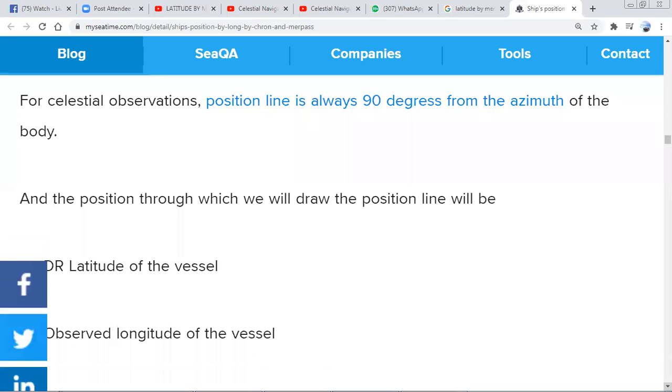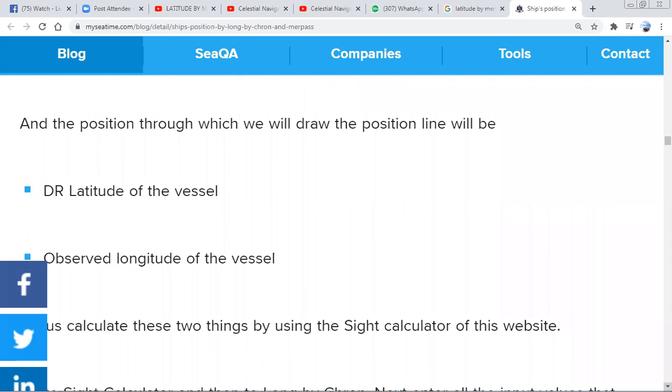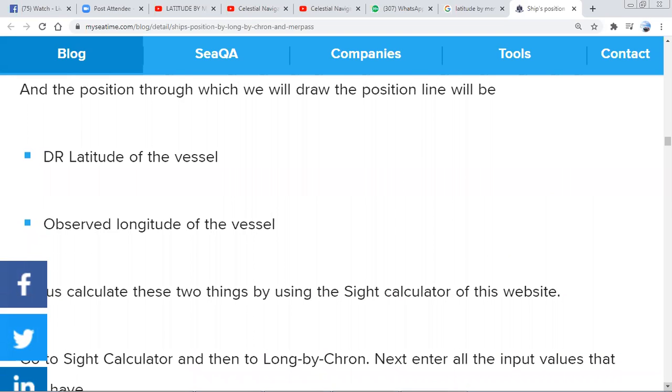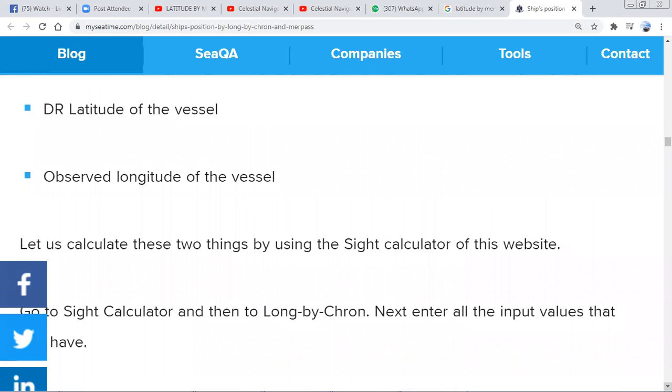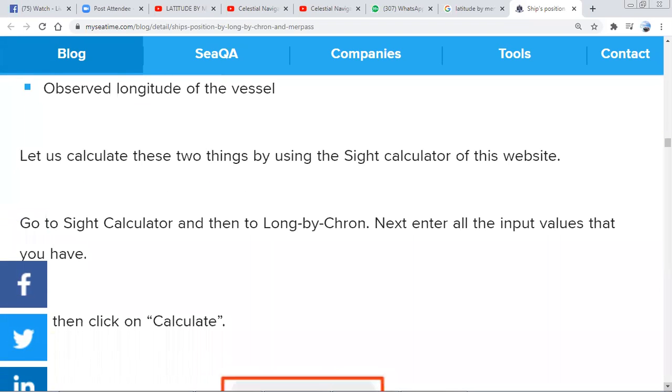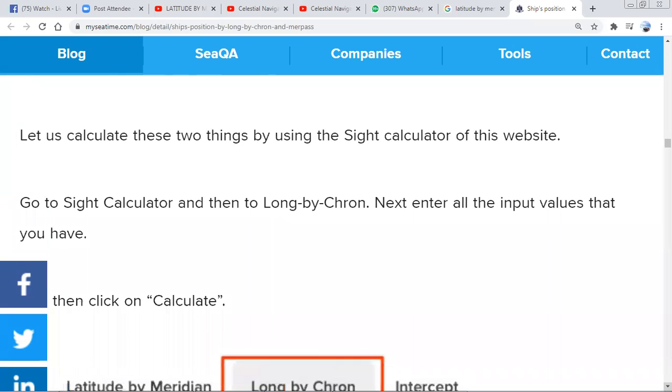For celestial observation, the position line is always plus or minus 90 degrees from the azimuth. And the position through which we will draw the position line will be the DR latitude. So we always draw this position line through the DR latitude, except for intercept, and the DR latitude and observed longitude which we got in the question. So in long by chron, we take the DR latitude, observed longitude, and our azimuth, and our PL will pass through this position. So let's calculate these things by scientific calculator.